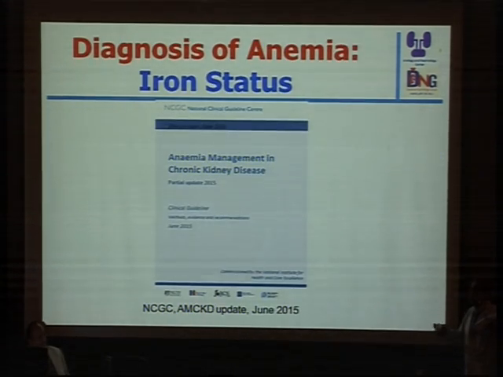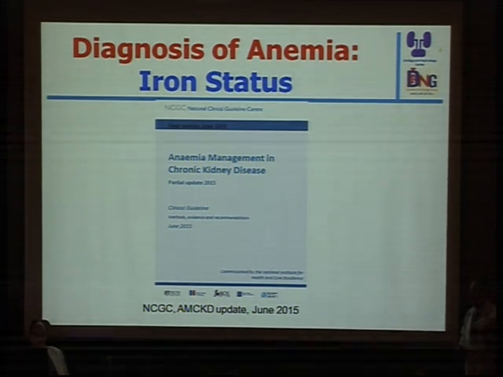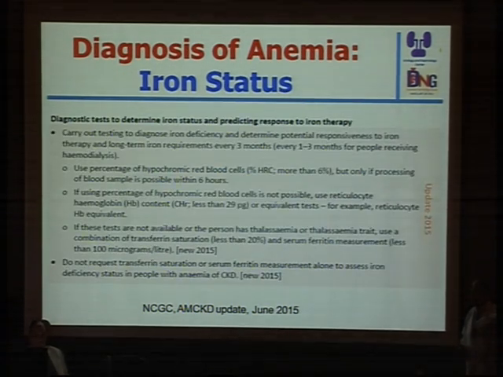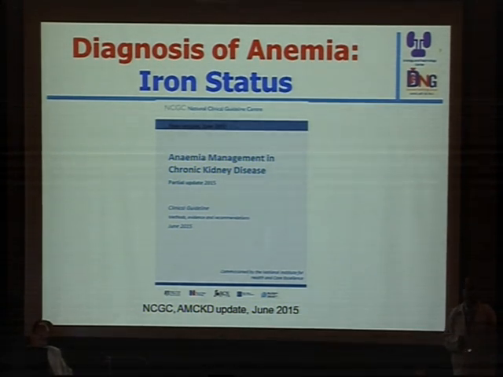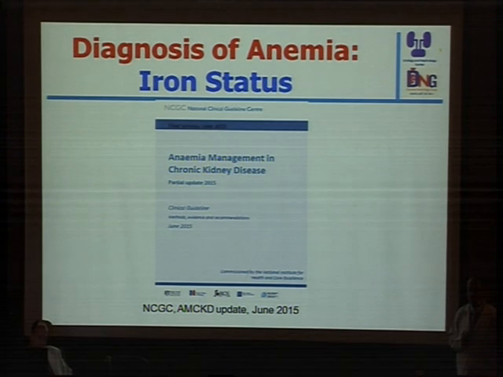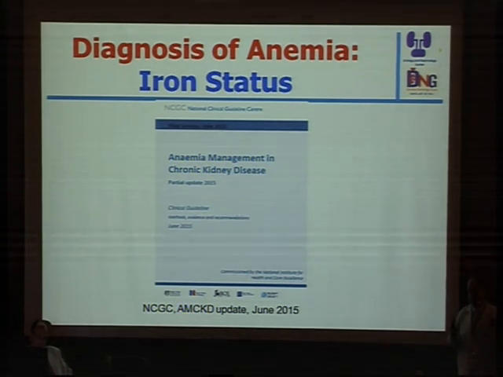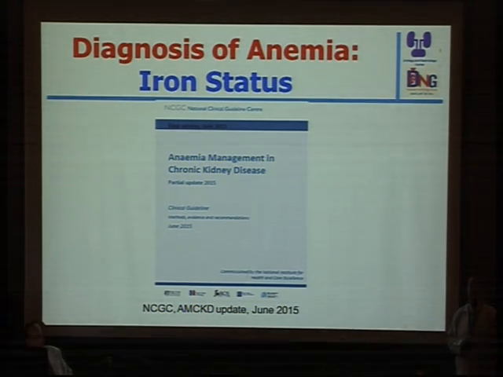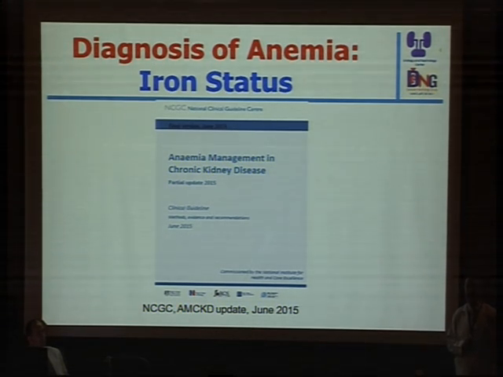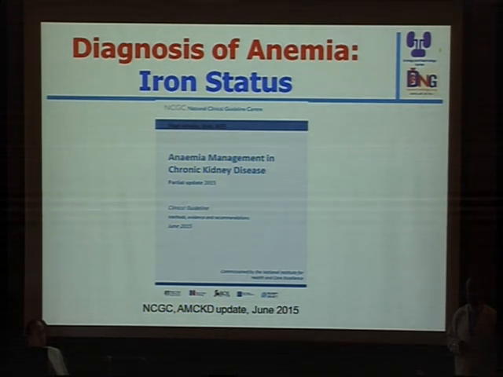And this is the last update of the guidelines in June 2015, showing all these definitions. My question to you: what are the types of iron deficiency? We have absolute and functional iron deficiency. What is the difference between absolute and functional? How can I diagnose absolute iron deficiency? How?